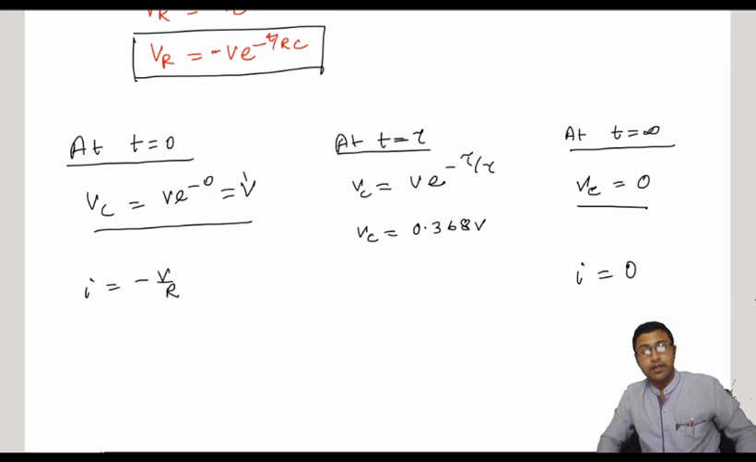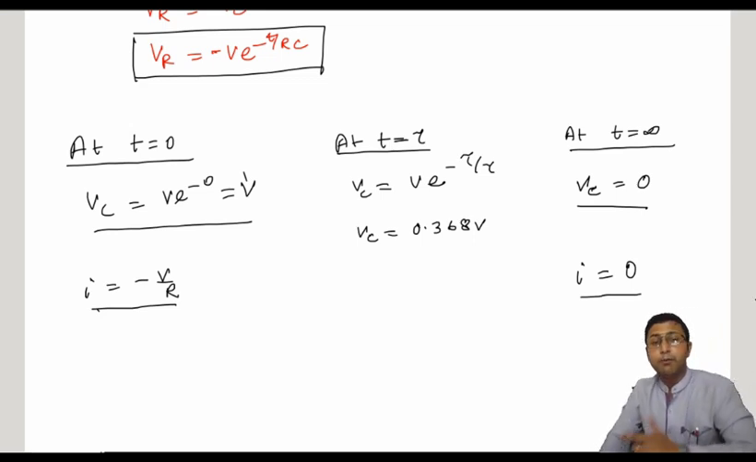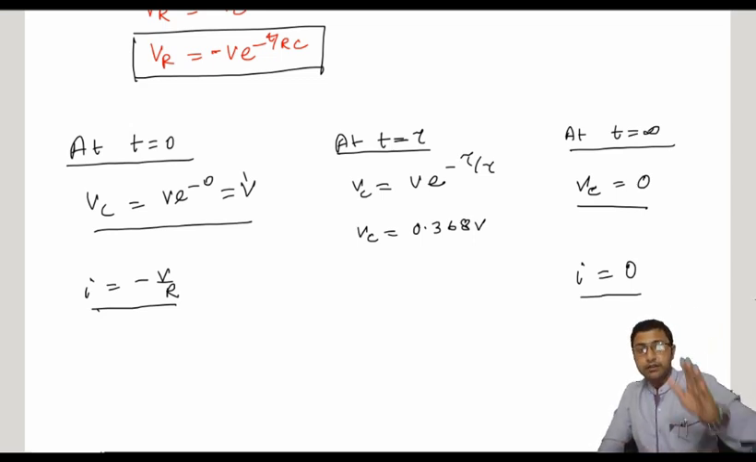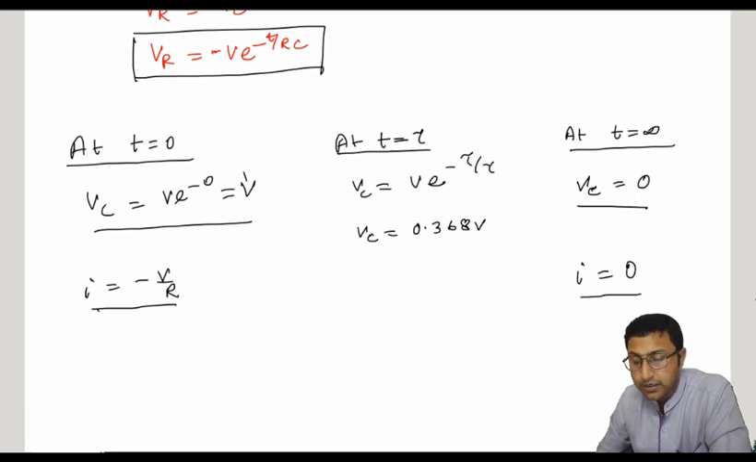Again, the expression for current is plus V by R when the switch is on, and when the switch is off, the expression for current is minus V by R, that means the polarity will reverse. One is the charging current when the switch is on, and one is the discharging current when the switch is off. The minus sign denotes that one is charging and one is discharging, but the magnitude is the same, okay.